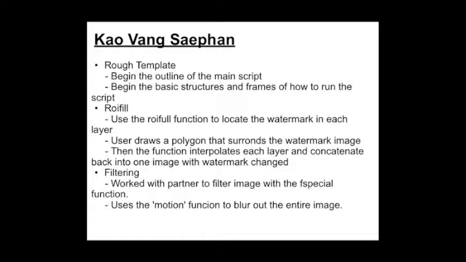For the function Roy fill, we use that function to locate the watermark in each layer, which the user has to draw a polygon around in each layer, and then the function will interpolate and concatenate all three layers to make one watermark image. And for the filtering, we worked as partners, and we used the fspecial function, the specific one was the motion function, which blurs out the entire image.